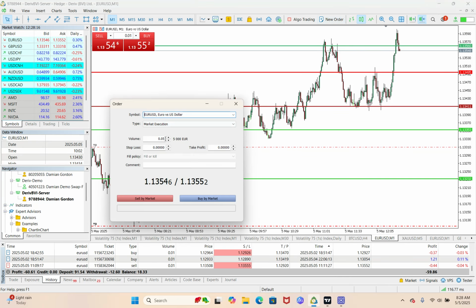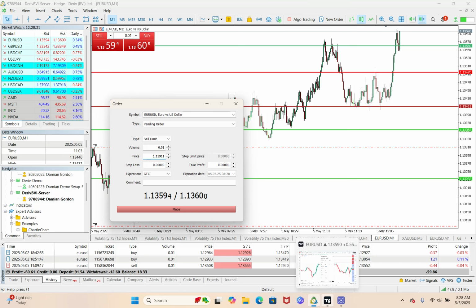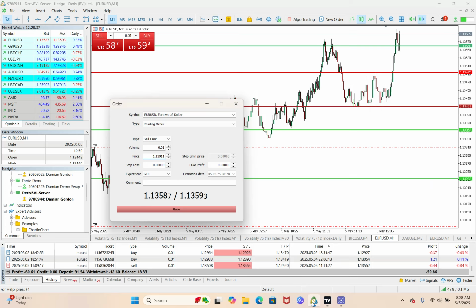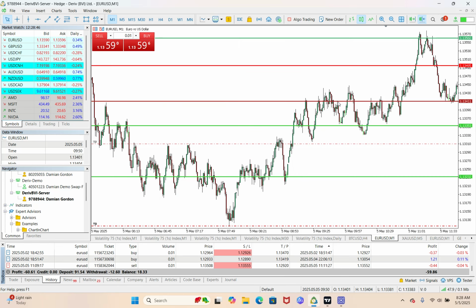New order, market execution, pending order, sell limit, volume 0.01. We're not risking too much. Sell limit. Go back to TradingView, stop loss, copy. MetaTrader 5, put in our stop loss, place trade. Okay, because the market is close.